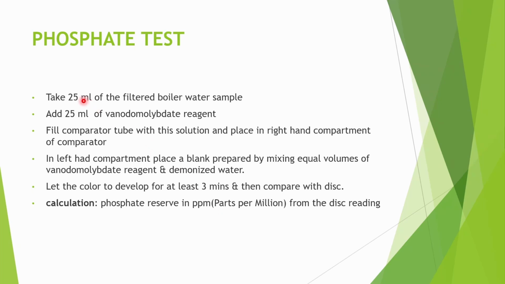So this is another method: take 25 ml of filtered boiler water sample and add 25 ml of vanadium molybdenate reagent. Then we have a comparator, and we will place this in the right hand compartment of the comparator. In the left hand compartment we will place a blank prepared by mixing equal volumes of vanadium molybdenate reagent and demineralized water, and we will let the color develop, and after 3 minutes we will compare it with the disc. And we will get a reading in ppm from the disc.